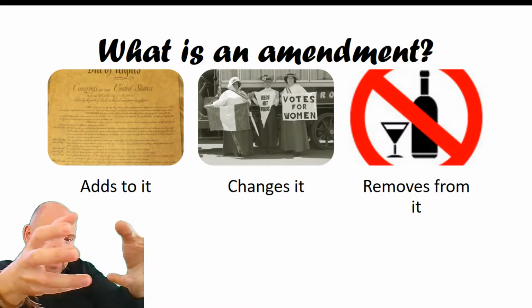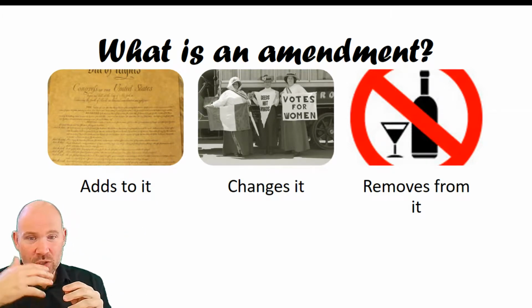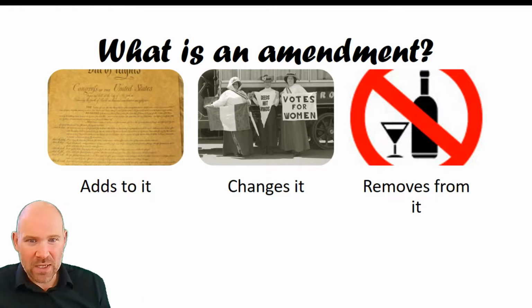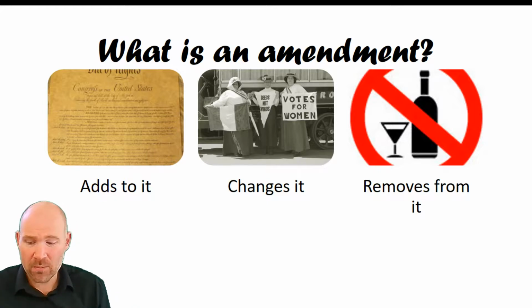Or you could take something that's in there and pull it out completely. So that symbol there represents alcohol. There was a constitutional amendment, called prohibition, that said you can't have alcohol, but then it didn't work out. It was probably one of the biggest failures they've ever had in terms of constitutional amendments, and so they then had to take the whole thing out. So that's what an amendment is.